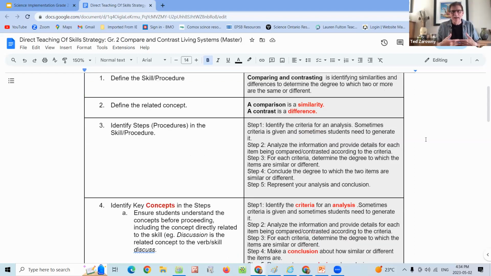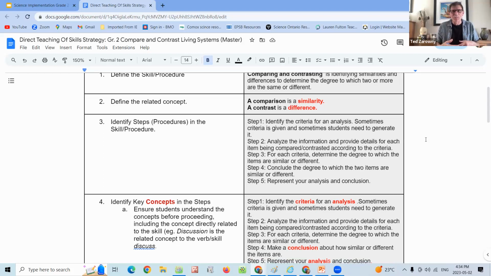Then identify the steps. In this particular case, you're going to identify the criteria. You're really going to analyze two things if you're going to compare them. So you're going to analyze them on what basis? Is it color? Is it size? Is it shape? What are the criteria? And again, those are things that we would have developed in that concept attainment model. When you analyze, that's essentially what you're doing. You're breaking it apart, investigating it, and finding things based on what you need by your analysis.